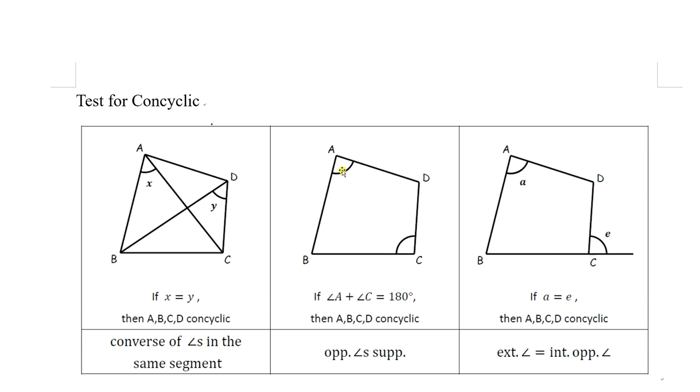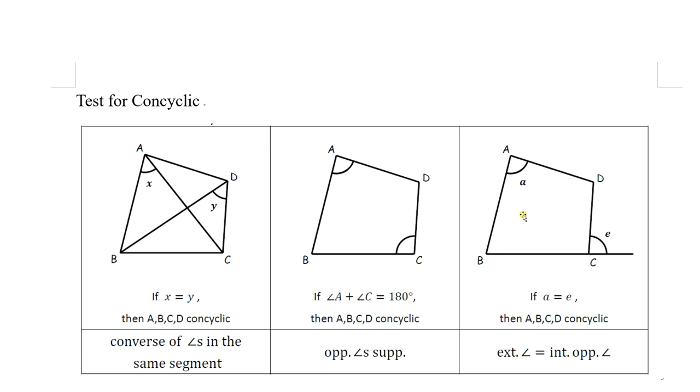Second, if in a quadrilateral ABCD the sum of the opposite angles equals 180 degrees, then you can also conclude that these 4 points are concyclic. The third one is quite similar to the second one. If one of the interior angles in the quadrilateral equals the exterior angle of its opposite angle, then you can conclude that A, B, C, D are also concyclic. But the problem is, which reason do we need to apply?